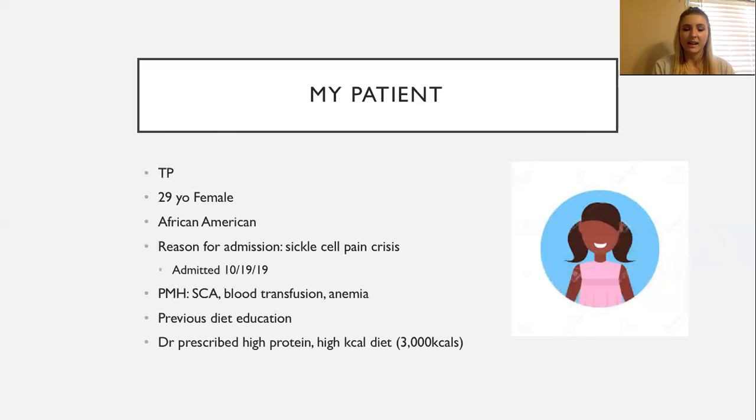She has had previous dietary education. She is what we would call a frequent flyer at the hospital. She comes in pretty often with those sickle cell pain crises. And when she came in this time, her doctor prescribed her a high protein, high calorie diet with 3,000 calories.